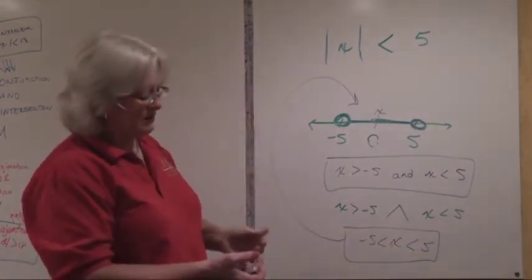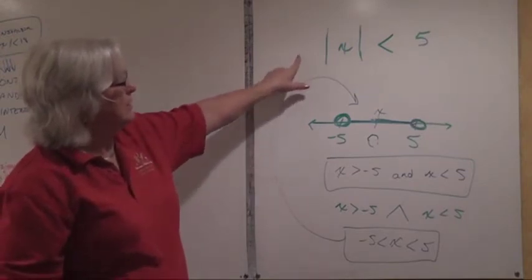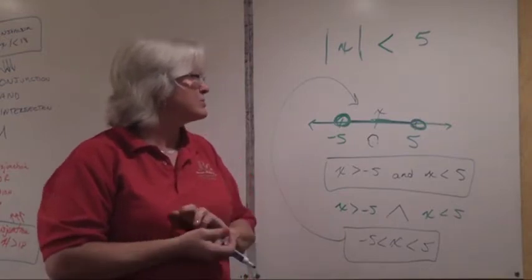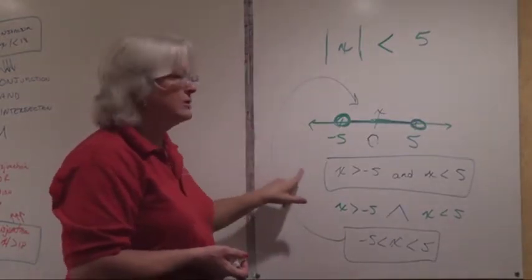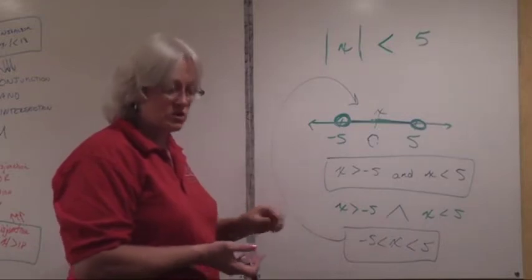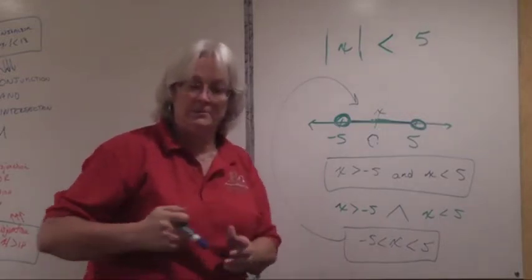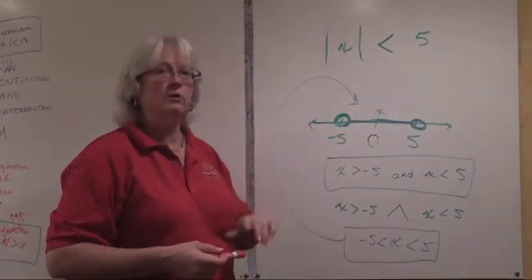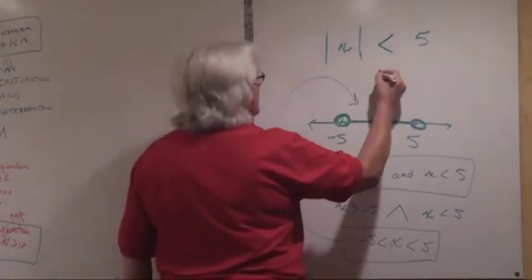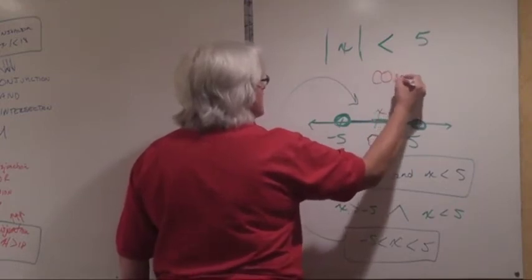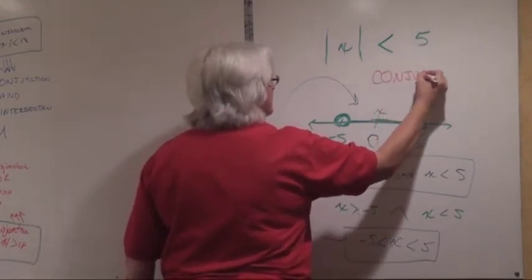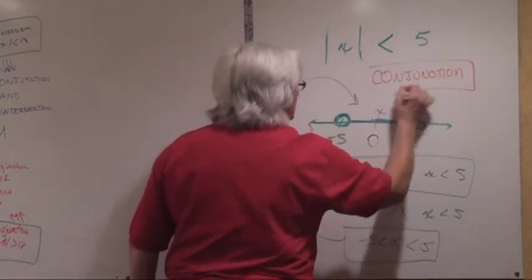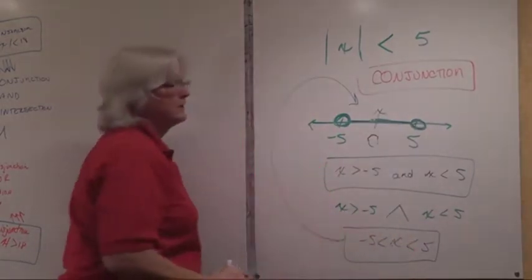So when you have this expression, when you have the less than symbol or the less than or equal symbol, we are talking about a conjunction. A conjunction is the intersection. It has to meet both requirements at the same time. The symbol for that is going to be like that mountain top right here. That means "and."